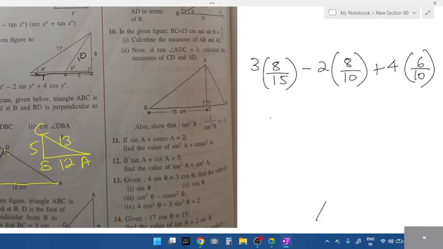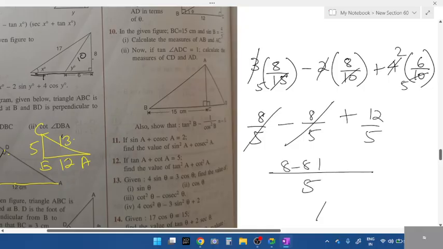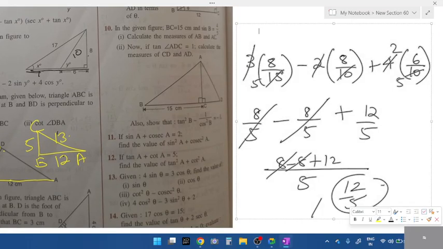What's the answer, Shasha? How do you solve? 3 ones are 3. 8 by 5 minus plus. Very good. 12 by 5. Which one gets cancelled? Plus 8 by 5 and minus 8 by 5. You can cancel it, you get 12 by 5. If not, if you take LCM, you get 5. 8 minus 8 plus 12. 8 minus 8 is 0. 12 divided by 5 is the answer. Clear? Okay, this is how we solve. Next.